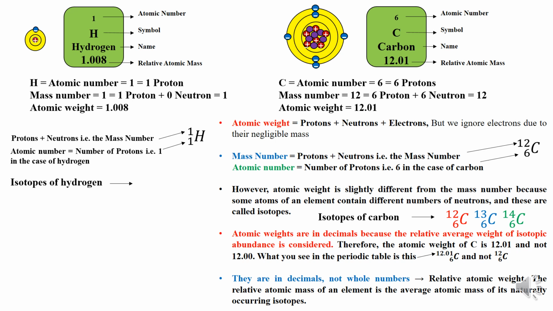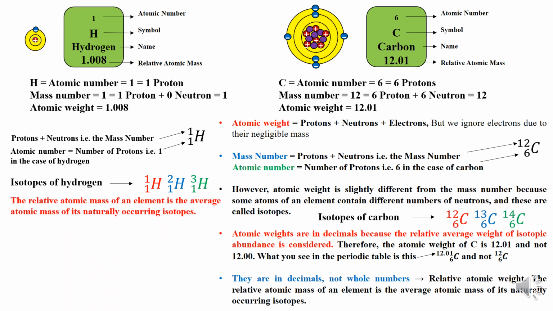Now there are 3 isotopes of hydrogen: protium, deuterium and tritium. And again, when you observe the isotopes of hydrogen, you will find that the atomic numbers are the same while the mass numbers vary. The mass numbers vary due to the varying number of neutrons in these 3 isotopes of hydrogen. In case of protium, the nucleus contains no neutron. In case of deuterium, the nucleus contains 1 neutron. In case of tritium, the nucleus contains 2 neutrons.